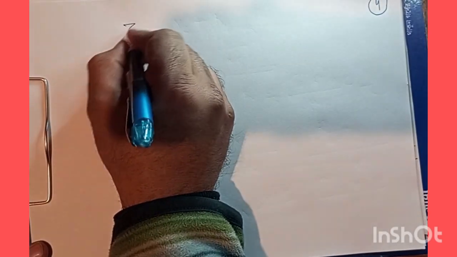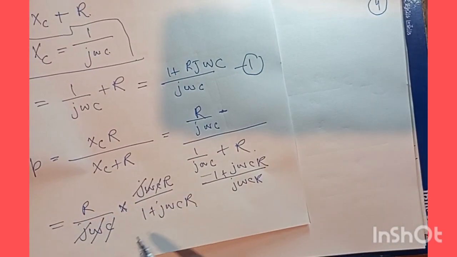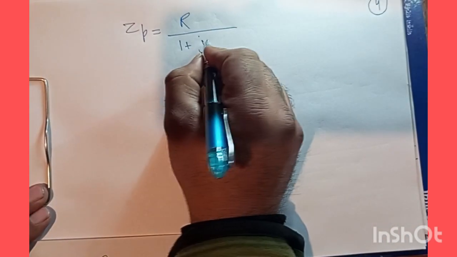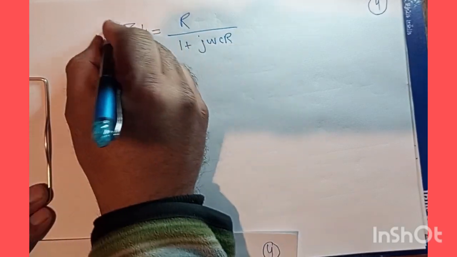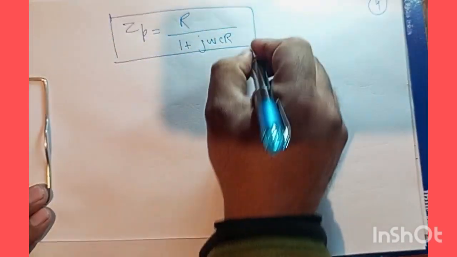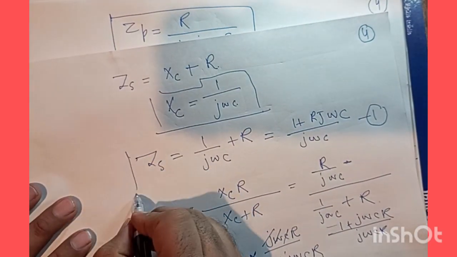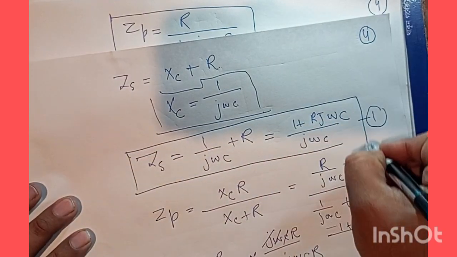ZP. So what we have here is ZP. Okay, what is ZP coming out to be? ZP is coming out to be R upon 1 plus J omega C R. Now this is ZP, and we have ZS, and ZS is here, right?